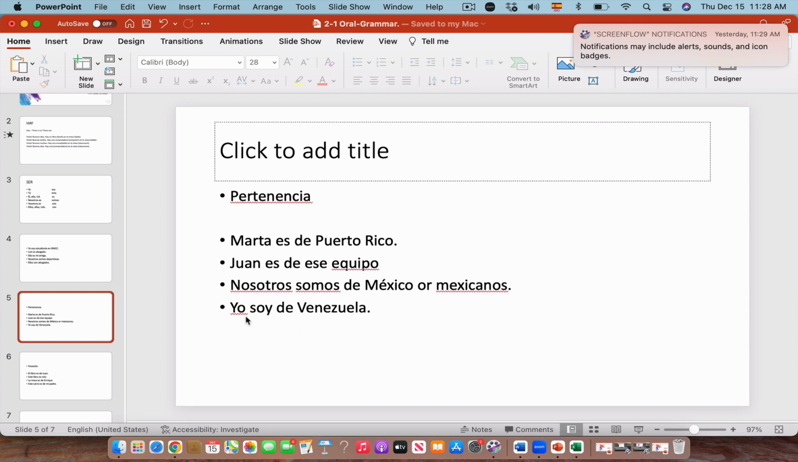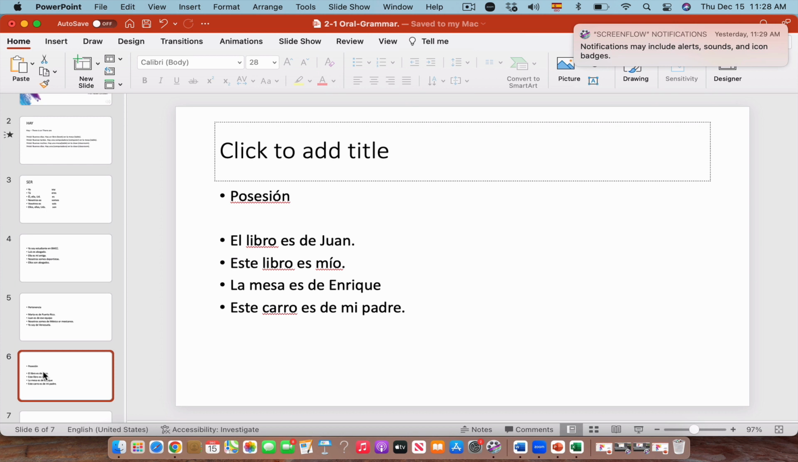Okay? And this one is I am from Venezuela. Yo soy, I am from Venezuela. So that's another way of using the verb ser in Spanish. And also we use it when we indicate possession. In possession also the verb ser is commonly used in Spanish.